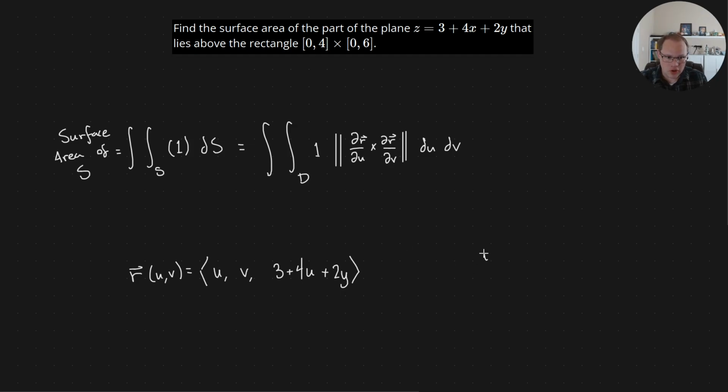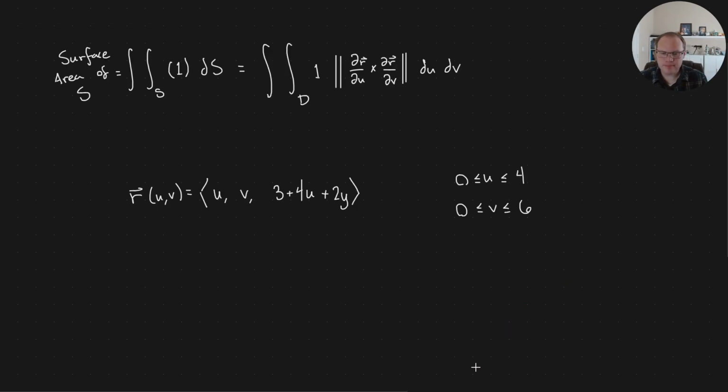And by the way, our u would be between 0 and 4 because u and x are just the same, right? And x stays between 0 and 4. And our y, or our v rather, goes between 0 and 6 because v and y are equal and y goes between 0 and 6. Okay, so that's going to tell me my limits of integration there.